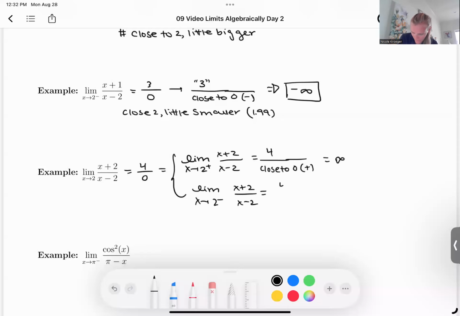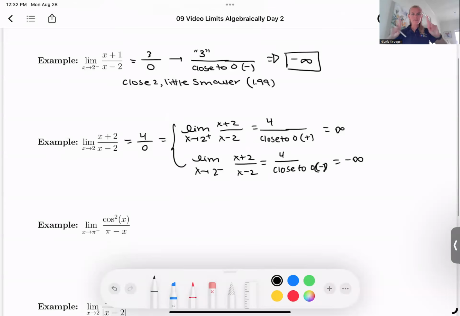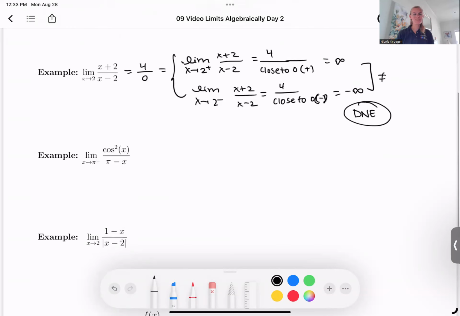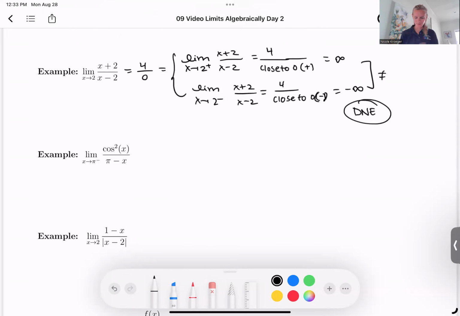Similar idea with this one, we're still going to get something close to 4 over something that's close to 0, but negative this time. It's a negative sign. So I'm going to get negative infinity out here. My left and my right hand limits are not equal to each other, so that tells me that my overall limit does not exist. But we still have an asymptote here at -2 because we got infinite limits out. So just an interesting thing to notice.